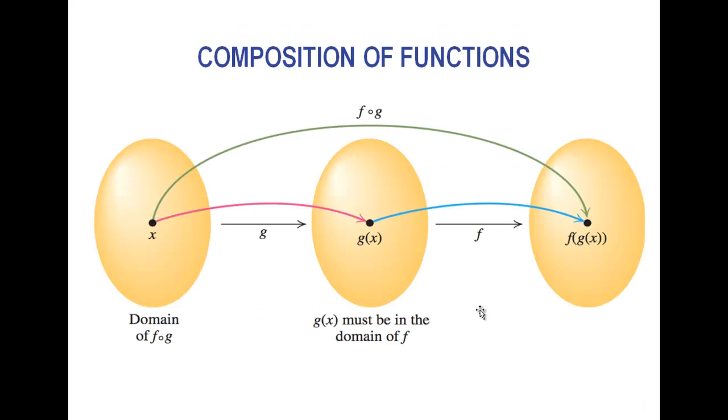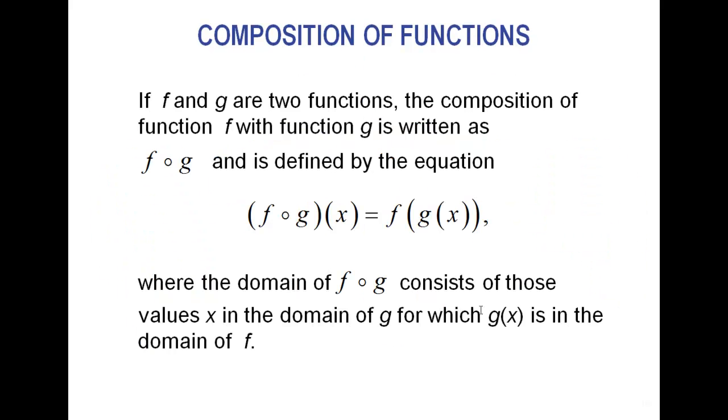Here's a nice picture for you. F of g of x means first you take x, put it into the g function, get an answer, take that answer, put it into the f function, and get your final answer. And the f of g arrow is just kind of showing how you can do it in one step. Now this might seem kind of counterintuitive. Why are we doing the g function first when it's f of g of x?